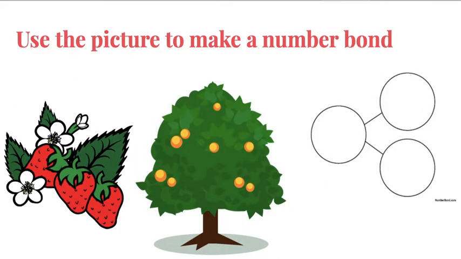Use the picture to make a number bond. There are three strawberries and one, two, three, four, five, six, seven, eight, nine oranges.